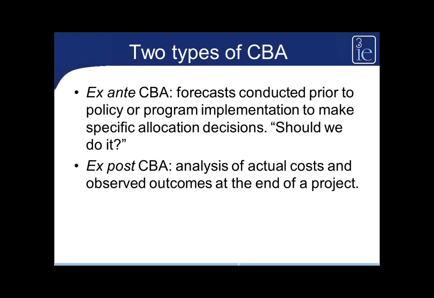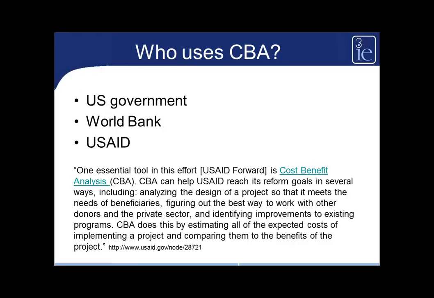And here, the empirical work and the analysis is all forecasting and prediction. It's conducted in advance in order to make decisions about should we do it or how should we do it. Ex-post cost-benefit analysis is where you are actually measuring true outcomes and you have some actual cost data that you're using and you're trying to get a sense of what the cost-benefit analysis is after the fact.